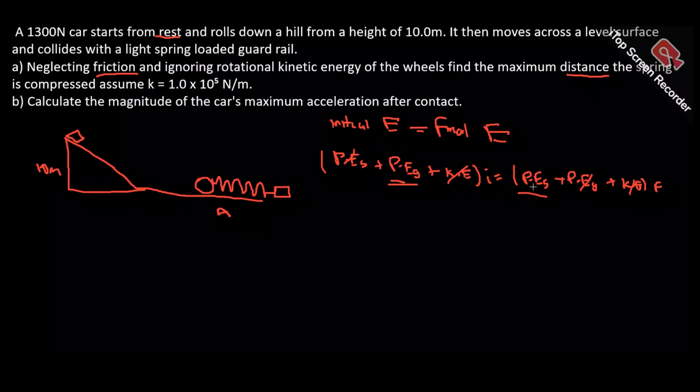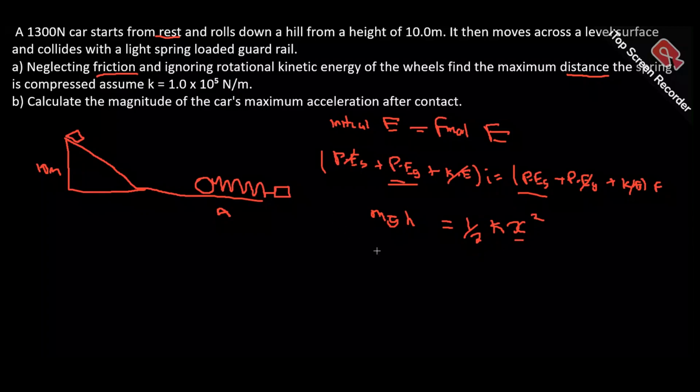So this is the formula we're going to use, this one and this one: gravitational potential energy and the elastic potential energy. Now, we know that gravitational potential energy is given by this, and the elastic potential energy is given by this. We're looking for the value of x.